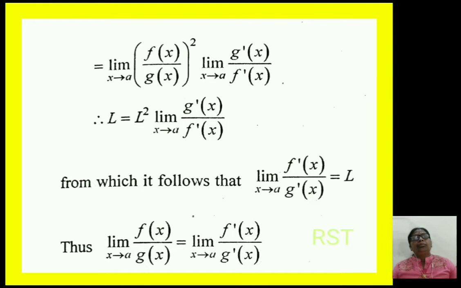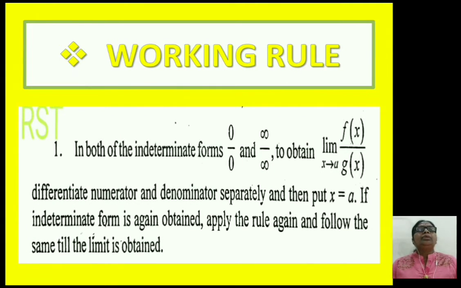That means first convert the indeterminate form infinity by infinity into 0 by 0 form, and then by using L'Hospital's rule we take derivative of numerator and denominator and take the limit of the function. Thus, we get limit of f(x) upon g(x) as x tends to a equal to limit of f dash x upon g dash x as x tends to a for the indeterminate form infinity by infinity. Now, we consider the working rule.